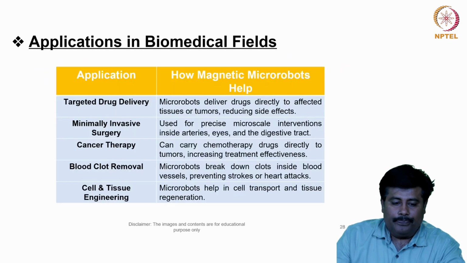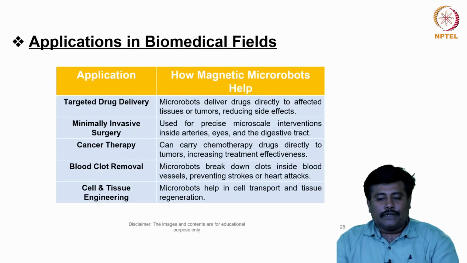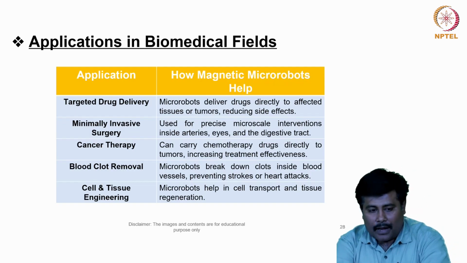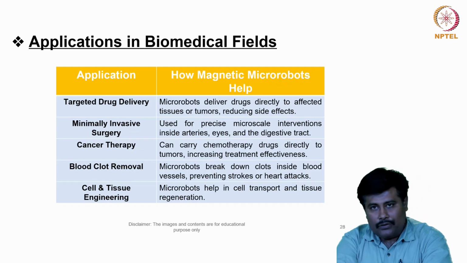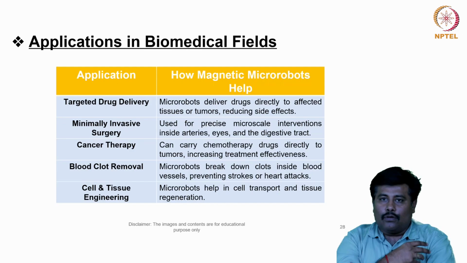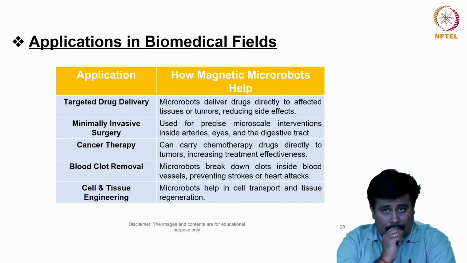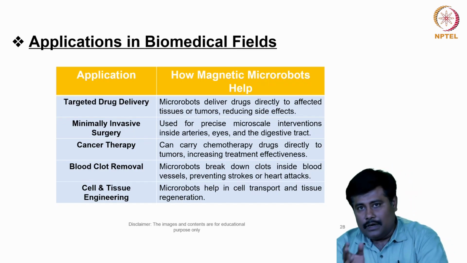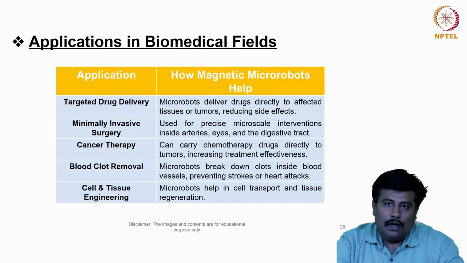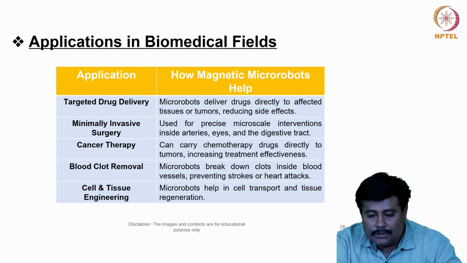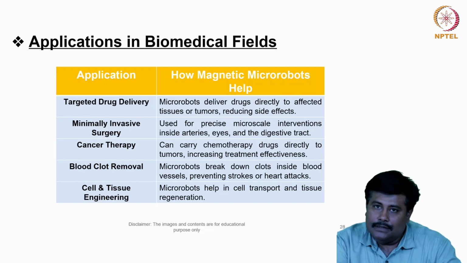Now, let us see some of the applications of such magnetic robots. As far as these magnetic robots are concerned, they are widely used for targeted drug delivery. These microrobots deliver the drugs directly to affected tissues or tumors, which reduces the side effects, and they are highly used for minimally invasive surgery, which is used for precise microscale intervention inside arteries, eyes and the digestive tract.